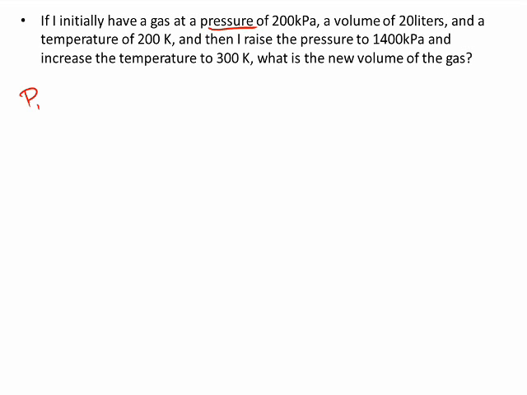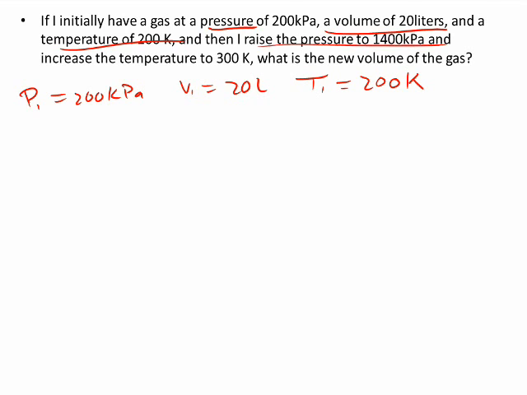So pressure 1 is 200 kPa, volume 1 is 20 liters, and temperature 1 is 200 K, so it's nice it's in Kelvin already, but it's not very difficult to change it into Kelvin from Celsius. Then I raise the pressure to 1400 kPa, so pressure 2 is 1400 kPa, and increase the temperature to 300 Kelvin. Wow, what's that going to do to the volume? That's what we want to know.